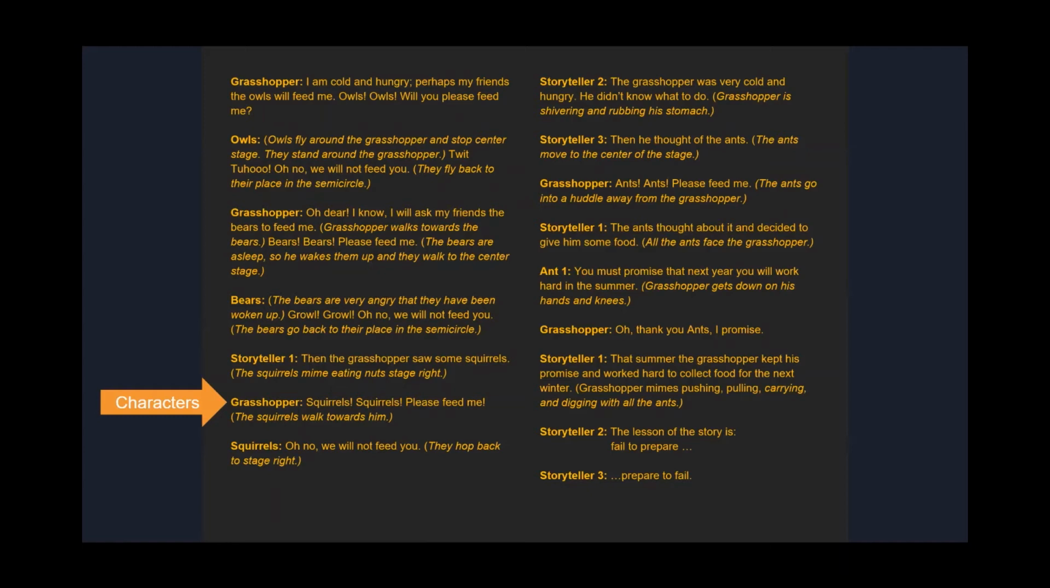And then the next thing that's present, again, that was same on the first page, is dialogue. And dialogue comes after the colon. An example is here, right? "I'm cold and hungry." And the third element that is present in this one is stage directions. There are several examples on this page. I'll just point to one. Here, "Grasshopper mimes pushing, pulling, carrying, and digging with all the ants." All right? If you want to go back and find some more examples, go ahead and do that.